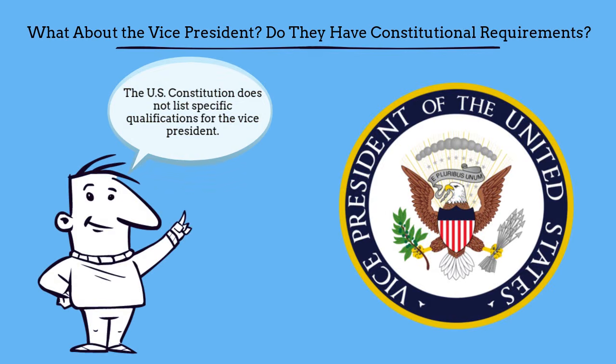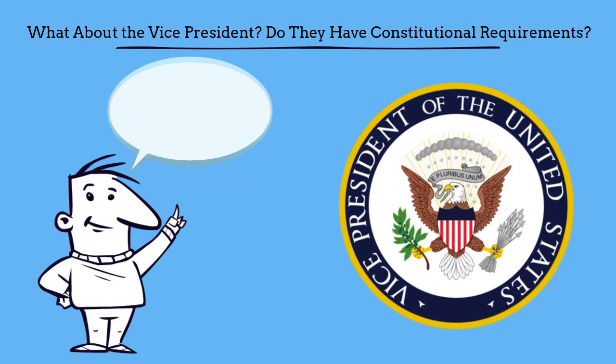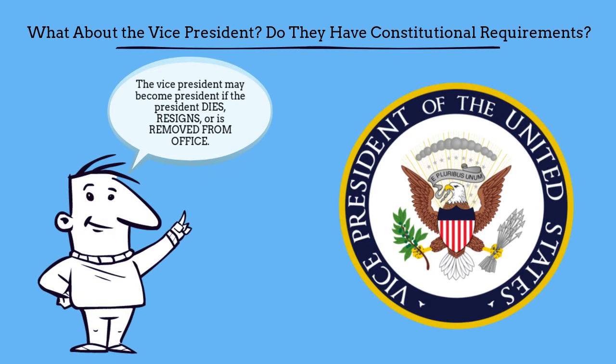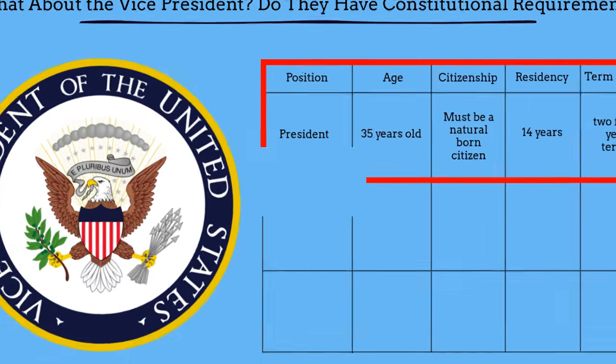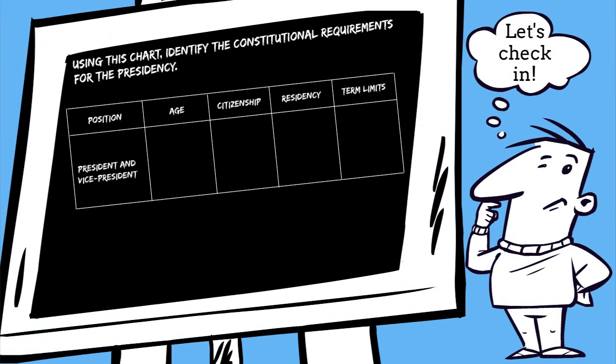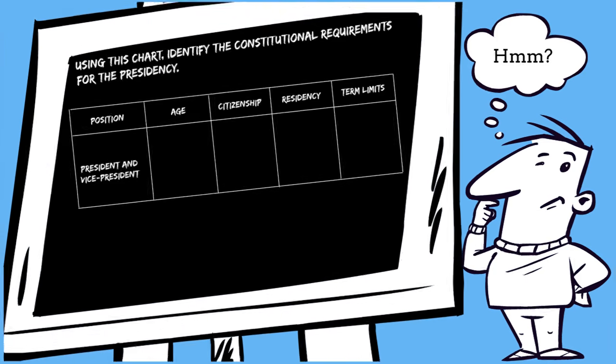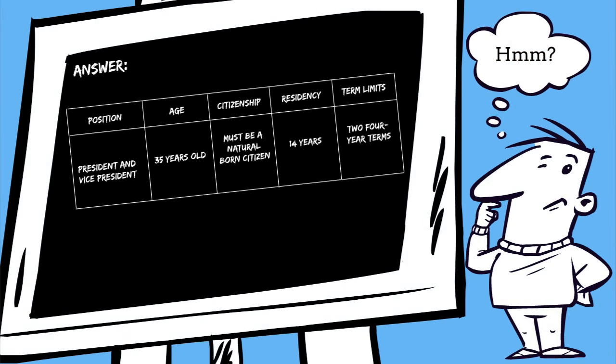The Constitution does not list specific qualifications for the Vice President. However, the Vice President may become President if the President dies, resigns, or is removed from office. So the Vice President must meet the same requirements as the President. Let's check in. Using this chart, identify the constitutional requirements for the presidency. Answer. In order to run for the presidency of the United States, a citizen must be 35 years of age, must be naturally born, lived in the United States for 14 years, and they may only serve 2 4-year terms.